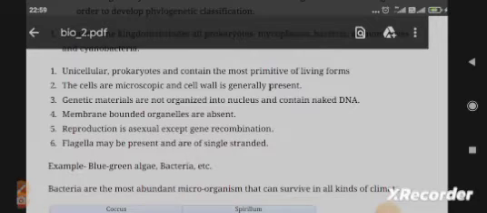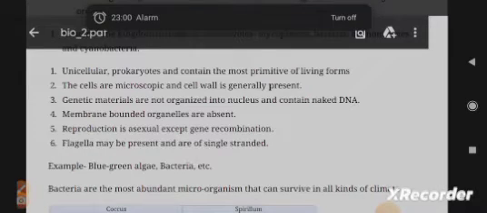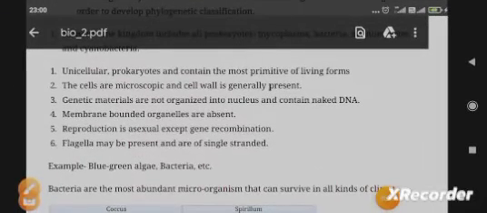Monera cells are microscopic and cell wall is generally present, right?